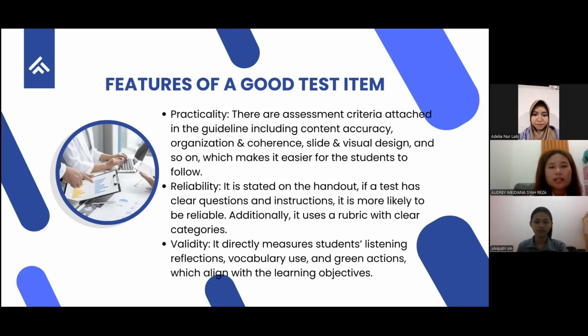And for reliability, the test is stated on a handout. If a test has clear questions and instructions, it is more likely to be reliable. Additionally, it uses a rubric with clear categories. And for validity, it directly measures student listening, reflection, vocabulary use, and body action, which align with the learning objective.